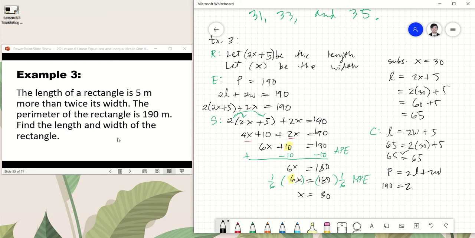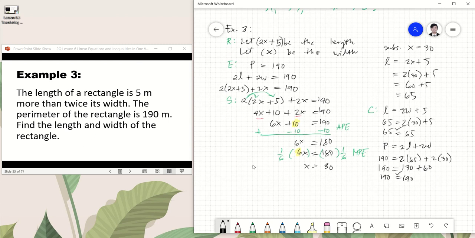Yung pangalawa naman, yung perimeter, which is 2L plus 2W, dapat 190. So 2 times yung L natin ulit, 65. Yung W natin is 30. So 2 times 65 is 130. 2 times 30, 60. Then 130 plus 60, 190. So ibig sabihin, tama yung mga nakuhang sagot natin.